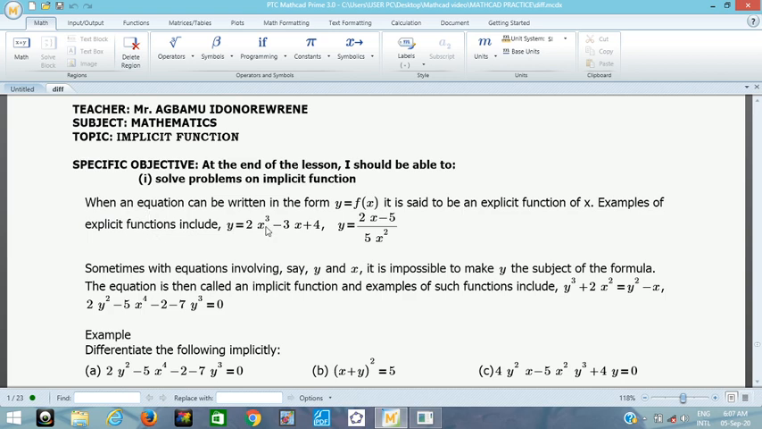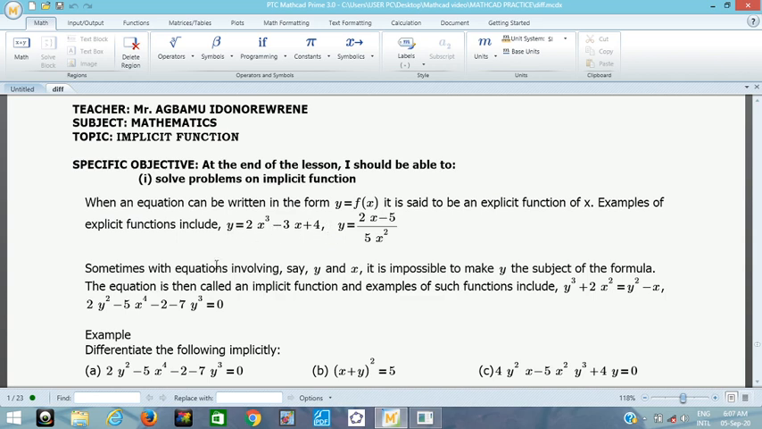This is an explicit function. This is the one we have been doing before, where they will tell you to find dy/dx, or to differentiate y with respect to x. In this case, y is already known as a function of x. The same thing with this second example, y equals 2x minus 5 divided by 5x squared. These are explicit functions, because y is already known and you can easily differentiate y with respect to x. Examples of explicit functions, you can see them, this and this.